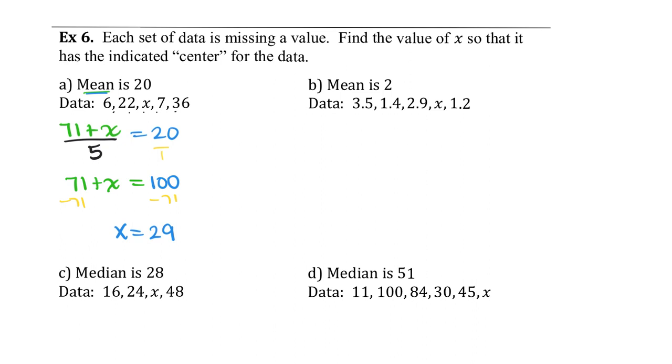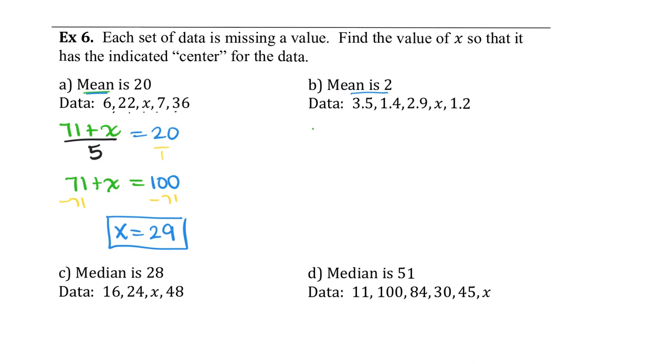Does that seem reasonable? That seems reasonable. The mean is 20, and 29 seems like a reasonable data set value. Okay, let's try the next one. Next one's similar. They tell me the mean is 20. So I need to add them up and divide by the number of data points. I have 3.5 plus 1.4 plus 2.9 plus 1.2, which is 9. Then I'm also adding the X.